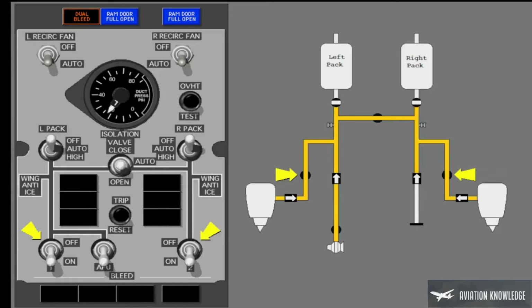The engine bleed air switches are normally kept in the on position. When the engines are running, the bleed air valves open and engine bleed air enters the bleed air system. When the engines supply bleed air, select the air conditioning packs to auto.